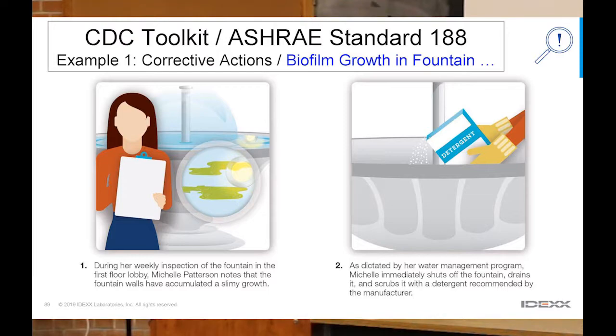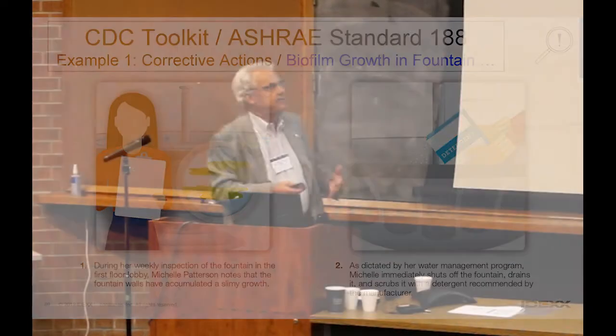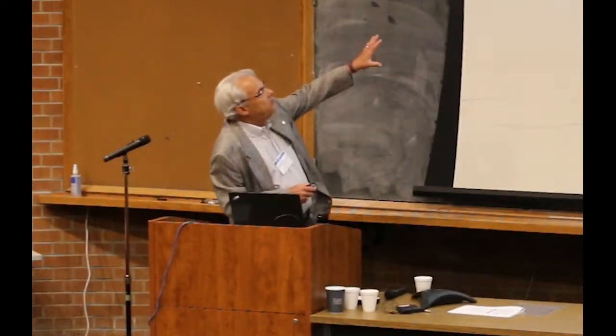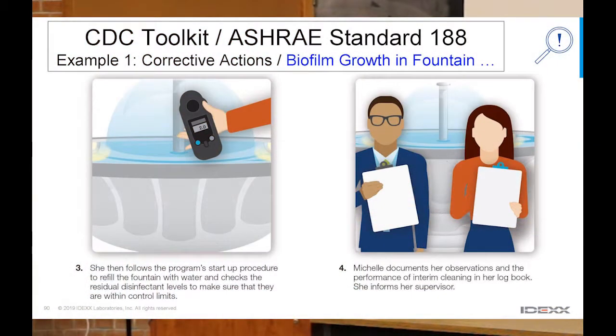As indicated by the water management program, Michelle immediately shuts off the fountain, drains it, and scrubs it with a detergent recommended by the manufacturer. Again, all of this is in the plan. It's in the program. She follows the program startup procedure, because the water management plan has a shutdown and a startup procedure written as part of the plan, to refill the fountain with water. And then she checks the residual disinfectant. So there's a treatment program for that fountain. The water management plan says the fountain is treated with probably chlorine, and she checks the disinfectant level to make sure it's within control limits.